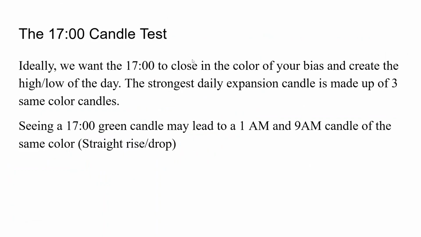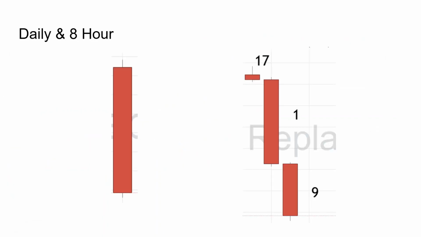Now, there is something that I call the 1700 candle test, which is just the first 8-hour candle of the day. We're not trading that time, but we do like to see that that candle is the color of your bias, and it also creates the high or low of the day. The strongest daily expansion candle is just made up of three candles of the same color. So if it's a big old fat red candle, it's going to be three red candles, or three green candles. Obviously, like so. This is the daily candle, and you have the 1700 candle here.